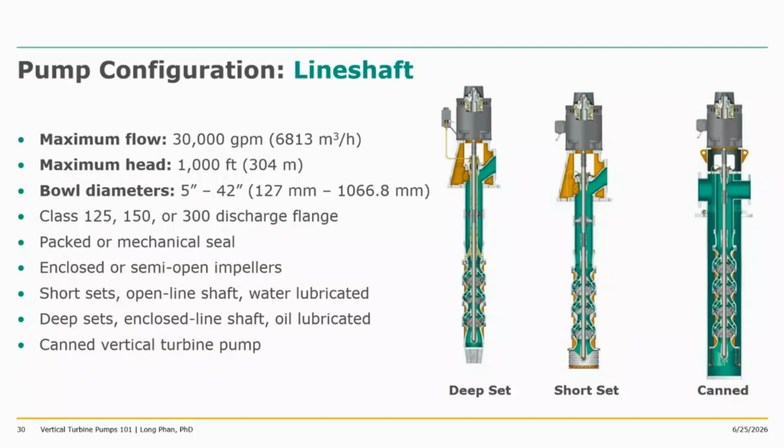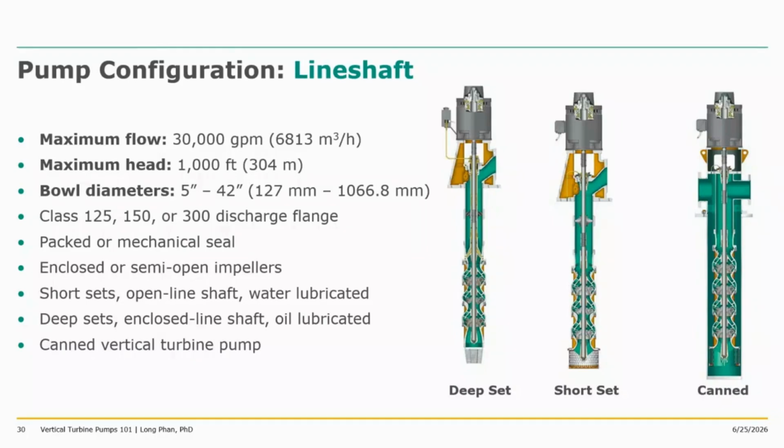The sealing arrangement is available in packing or mechanical seal. If you allow leaking, they use packing, and if you have a watertight requirement, then you have to rely on mechanical seals. These line shaft vertical turbines are available in enclosed or semi-open impellers, or even open impellers for axial mixed flow.